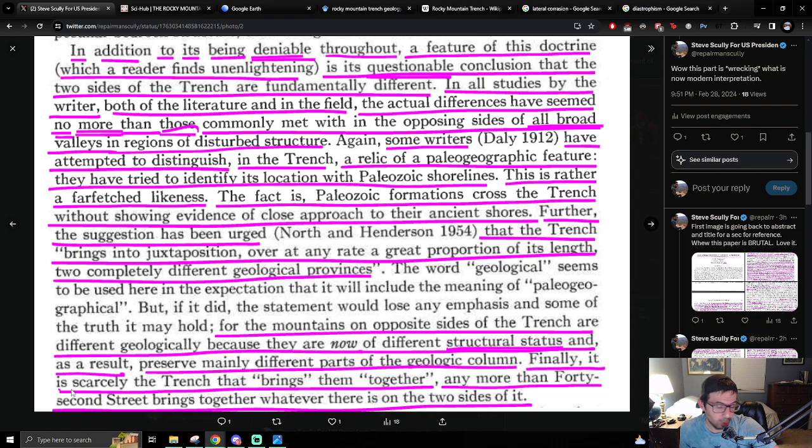Finally, which also maybe is to do with their elevation and other imbalances between the sides. Finally, it is scarcely the trench that brings them together any more than 42nd Street brings together whatever there is on two sides of it.